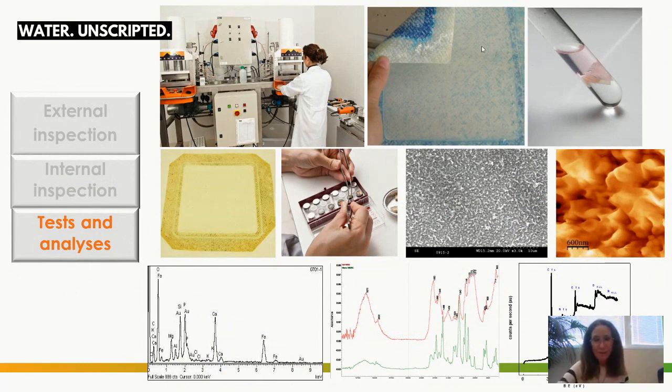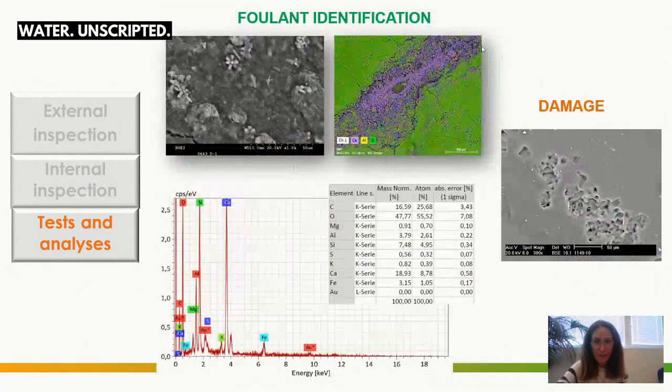There are many different tests and analytical techniques available, but there are two main tools that we use for studying foulant, which are, for example, scanning electron microscopy. This is basic for us. It's like having a look at the membrane. We just magnify and start seeing how the foulant is distributed or how it may affect the membrane. We have included here some examples.